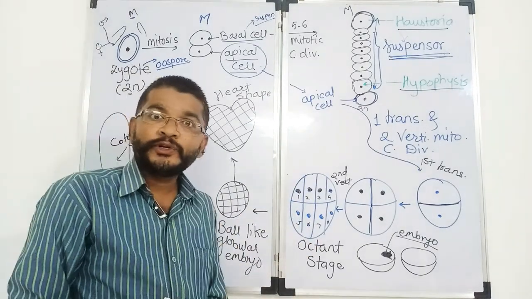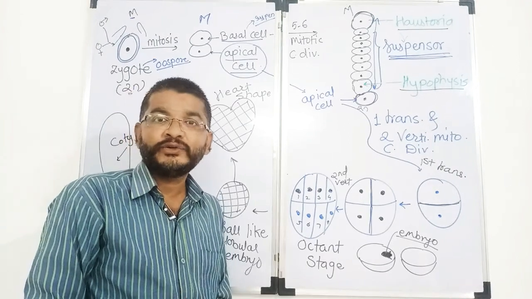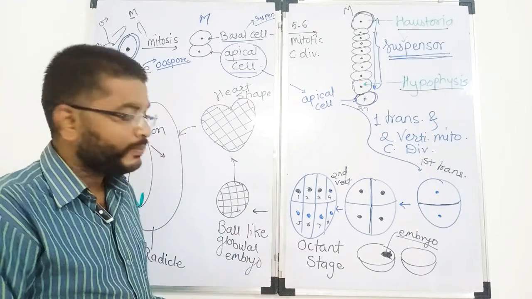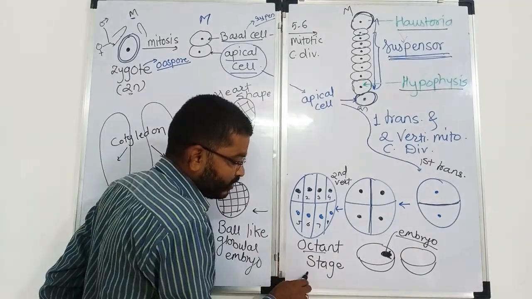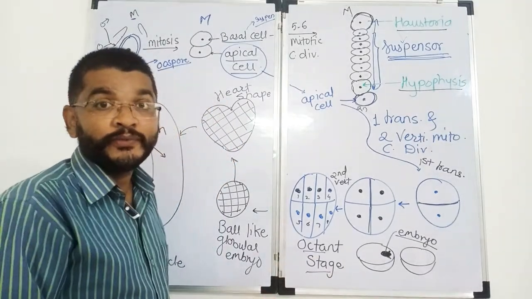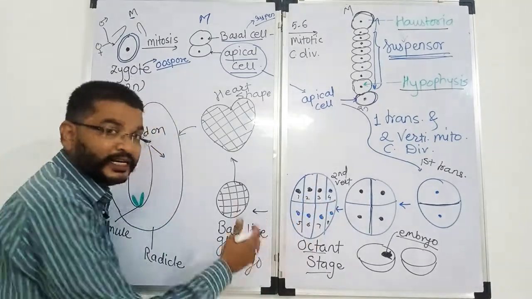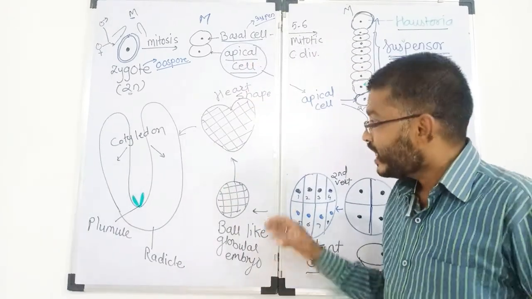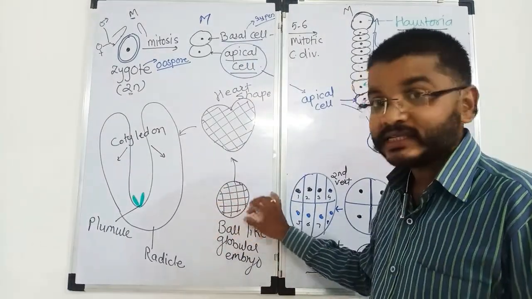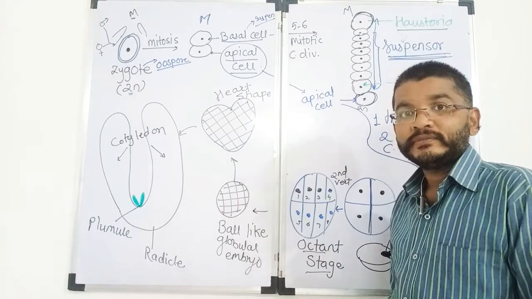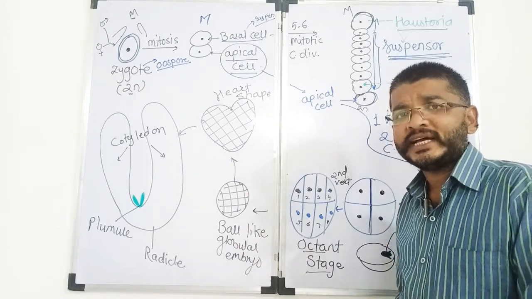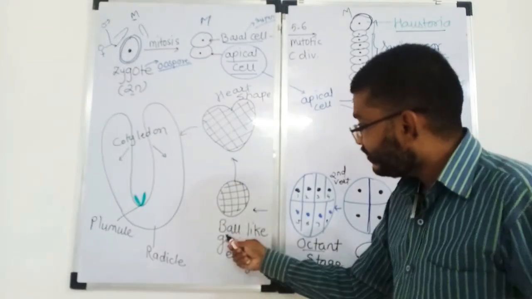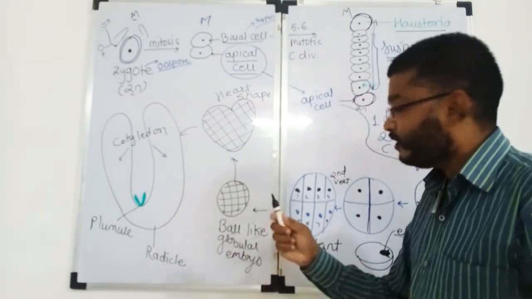The one tier is going to produce a radicle, whereas the second row is going to produce a plumule. तो एक क्या करने वाला है, रेडिकल बनाने वाला है, और एक क्या करने वाला है, प्लूम्यूल बनाने वाला है. तो this stage is called as octant stage of proembryo. Later on, these 8 cells repeatedly undergo divisions and redivisions, and finally a multicellular mass of parenchyma diploid cells is formed, which is ball-like. That is called as what? Ball-like or globular stage of embryo.